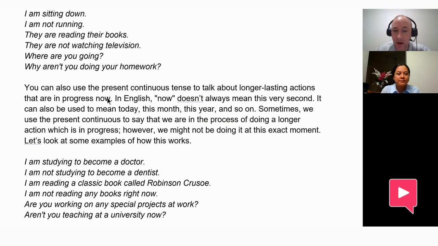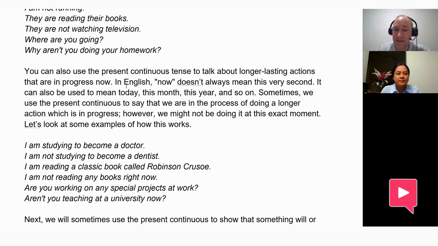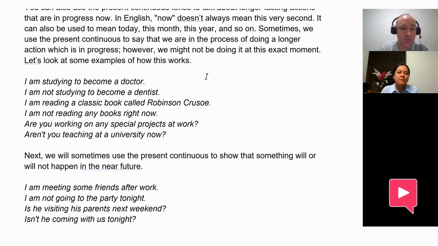We can also use the present continuous tense to talk about longer lasting actions that are in progress. So this is an interesting second use of the present continuous. In other words, now in English doesn't always mean this very second. It could mean in general, something that's taking place over time. So let's see how this works.